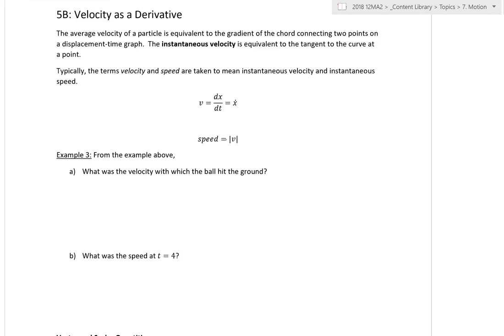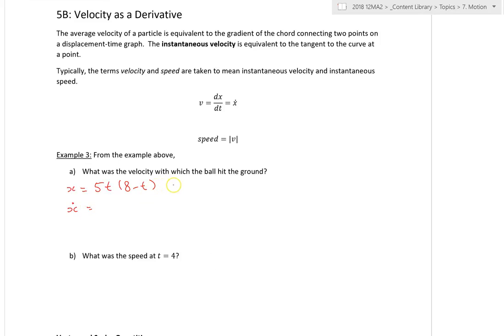Rightio. Now, example 3 here is from the example above. What was the velocity with which the ball hit the ground? We need this function again. Now, remember that it was x equals, I think it was 5t outside of 8 minus t. Now, I know that my roots are at 0 and 8, so I'm going to find the velocity when t equals 8.